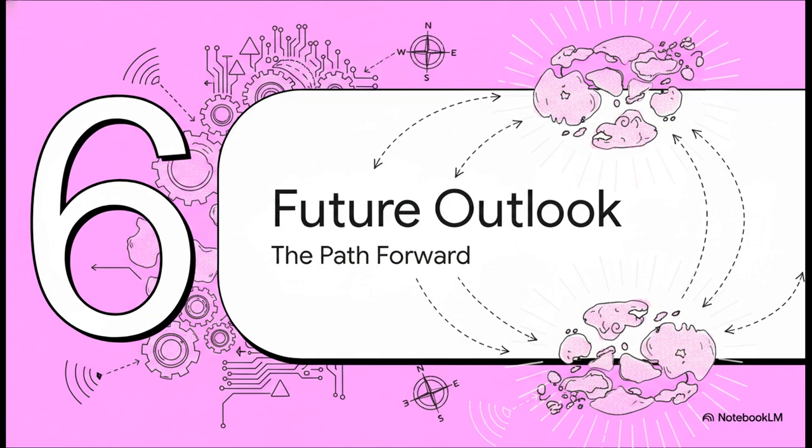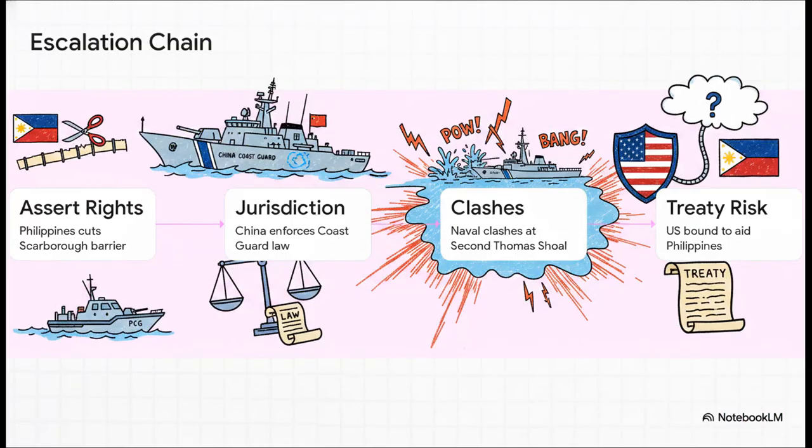And finally, Section 6, Future Outlook and Revision, covering the path forward in our rapid revision cheat sheet. Looking ahead, we are dealing with a highly volatile causal chain. First, you have states asserting their rights, like the under-equipped Philippine Coast Guard cutting China's floating barrier at Scarborough Shoal. In response, China forcefully enforces its jurisdiction using that 2021 Coast Guard law. This inevitably creates direct escalation points, like the naval clashes at Second Thomas Shoal. The absolute worst-case systemic risk here is treaty activation, where the United States becomes legally bound to intervene.